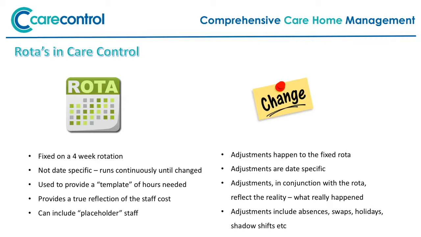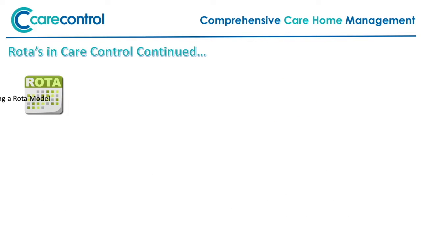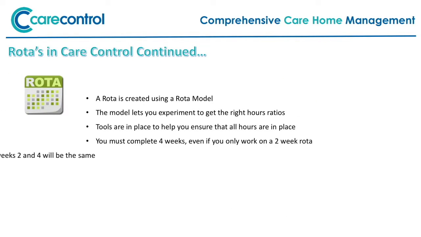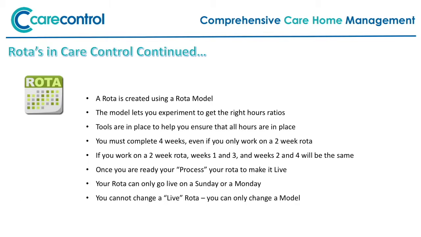Changes are date specific. Adjustments plus the rotor equals the real working situation. Adjustments can include all absence types, shadow shifts, etc. A rotor in Care Control is created using a template we call a model. The model lets you experiment to get the right hours for your staff ratios. Tools are in place to help you ensure that all hours needed are in place.